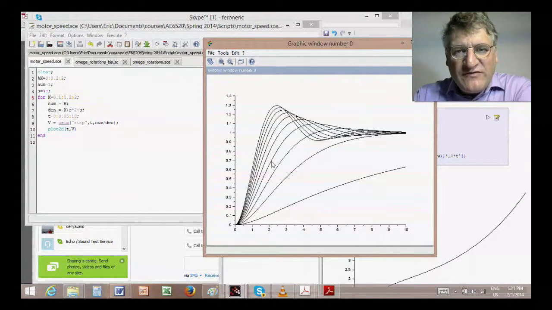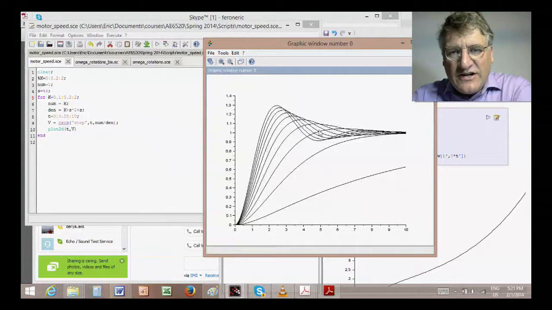And what you see is that the different responses have different characteristics. This one is sluggish, but it does not oscillate. This one is sluggish, less so, and it does not oscillate. This one is even less sluggish, but it overshoots a little bit. And then at the other extreme value, this response oscillates. And by oscillating, nevertheless reaches a final value which is the same as all the others.